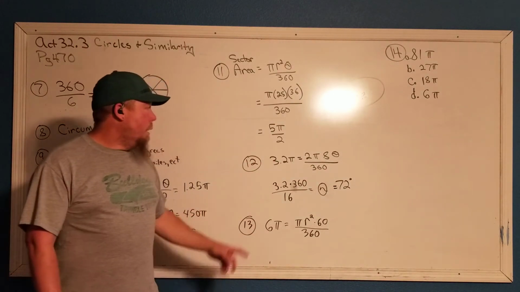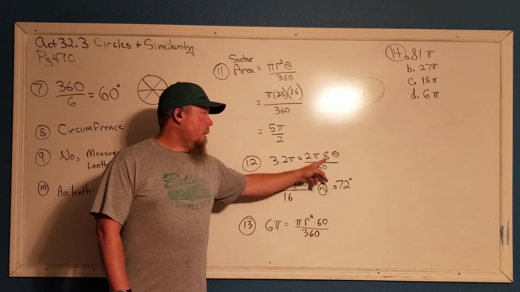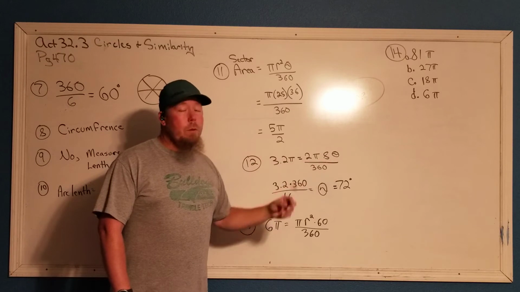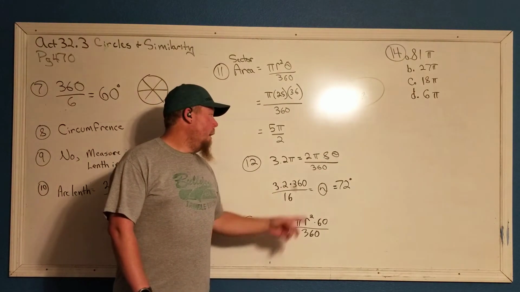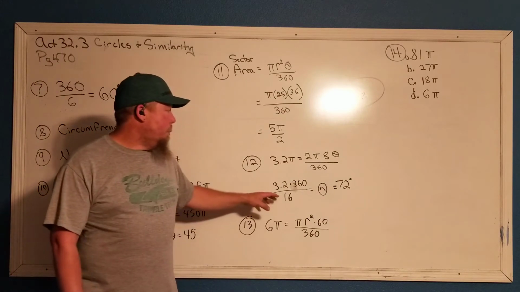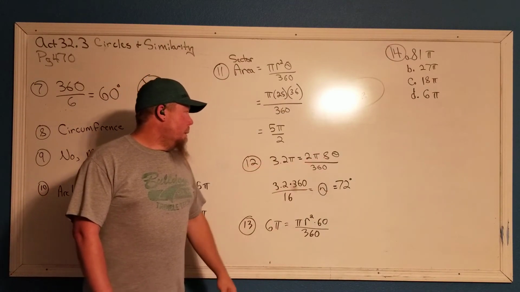Number 12, 3.2 pi equals 2 pi 8. 8 is the radius, and then theta. We keep using theta for that unknown angle. Remember, it's just like an x, all right? Over 360, so you got 3.2, multiply by 360, and then we divide by the 2 times the 8.